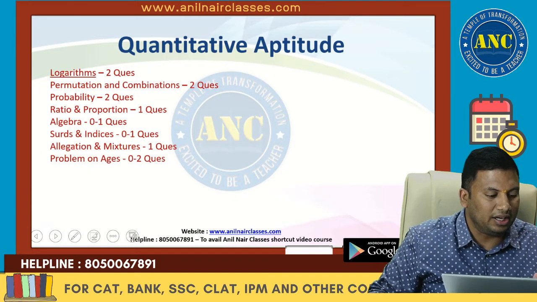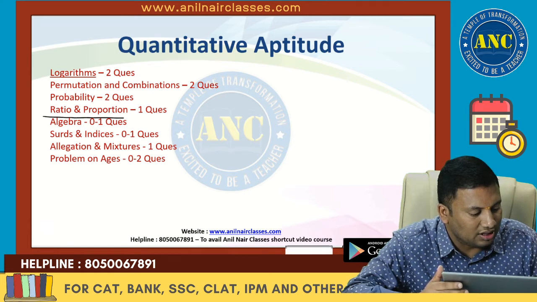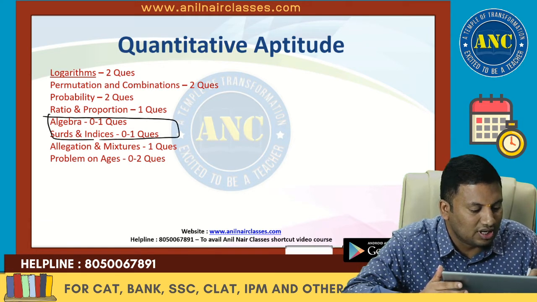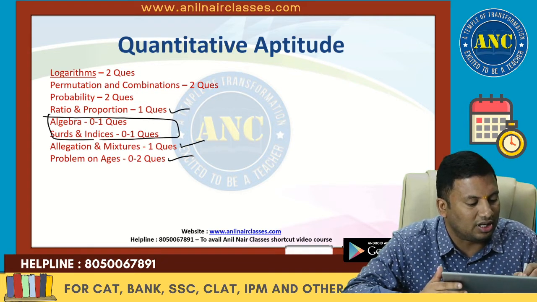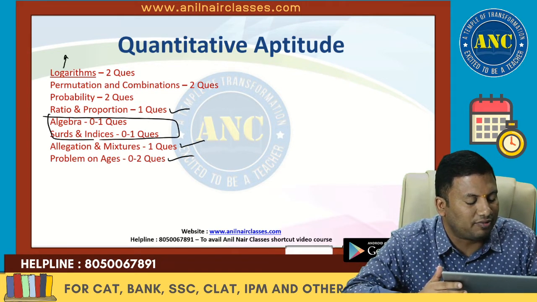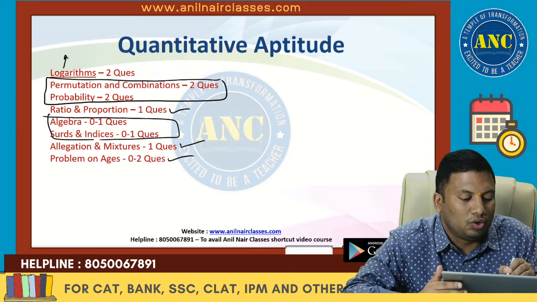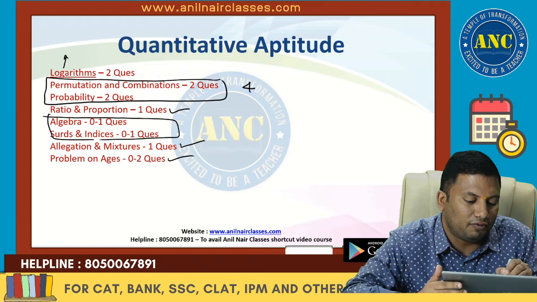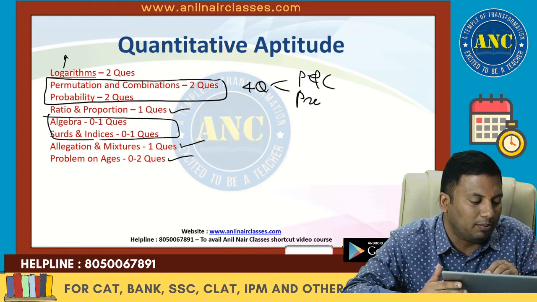Now the remaining questions: algebra 0 to 1, these are all algebra based questions. These are also arithmetic questions. These are nothing from advanced mathematics. From modern maths topics, 2 to 4 questions will come, from permutation and combination and probability.